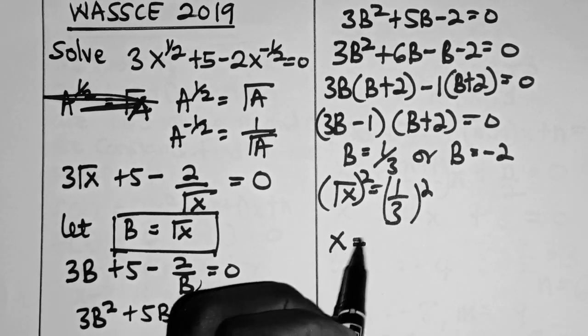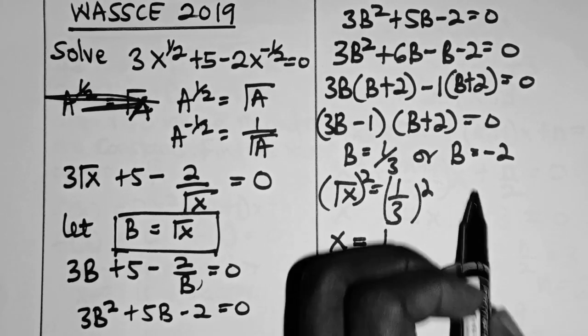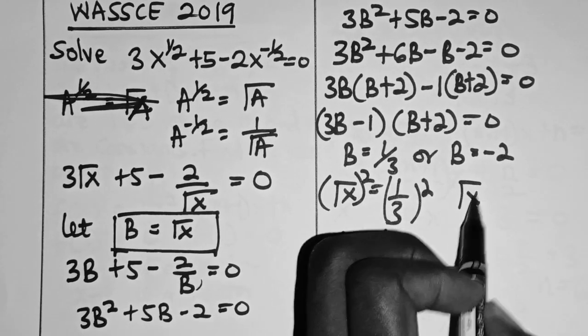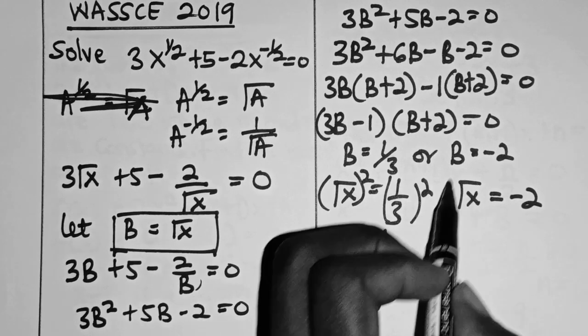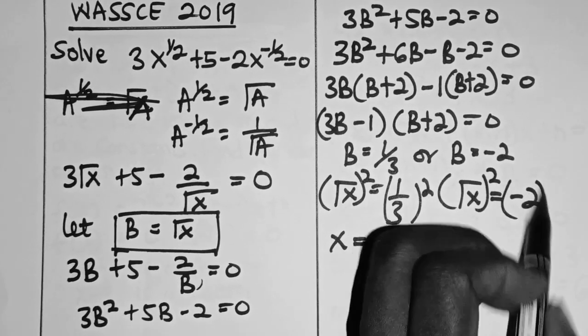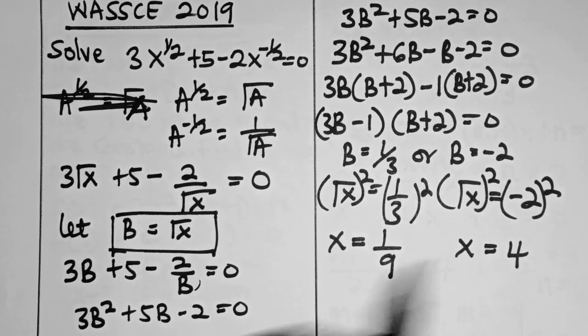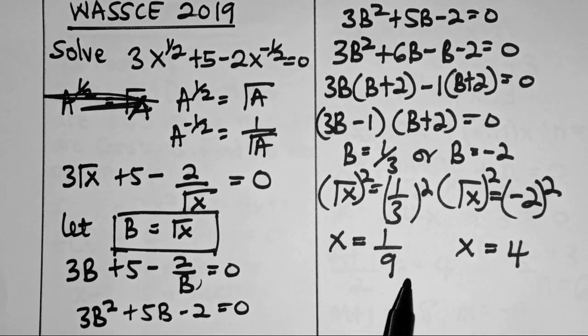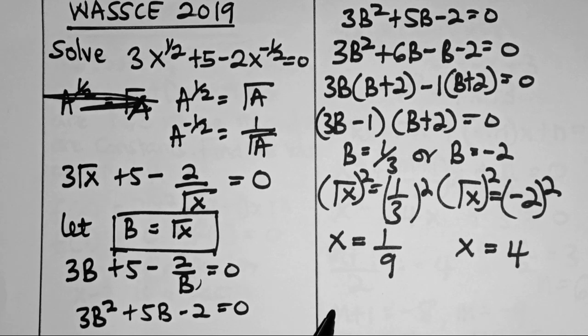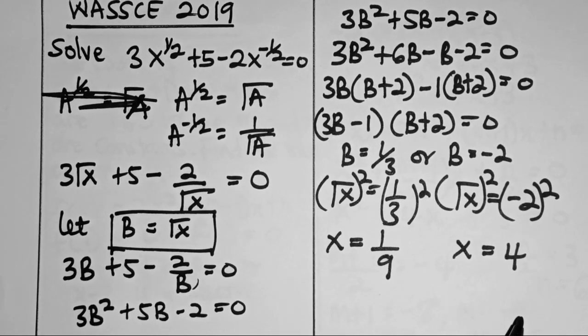So this means that x is equal to 1 over 9, or square root of x is also equal to minus 2. So if we square both sides, we find out that x is equal to 4. So the values of x are x equals 1 over 9 and x equals 4.